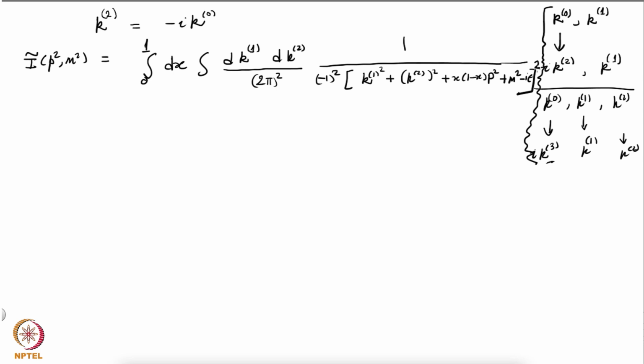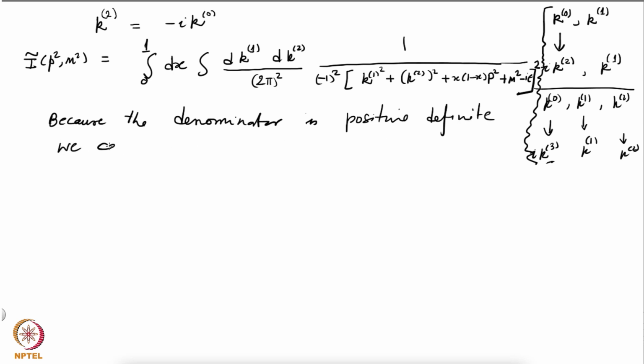Of course you have this square also. We don't need this, so I will just remove it. Good, so this is an integral that we need to do. We can do the angular integral first. That's easy because your integrand does not depend on angles. It is just depending on k1 square plus k2 square.